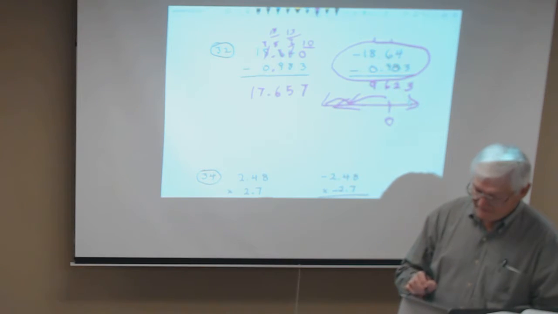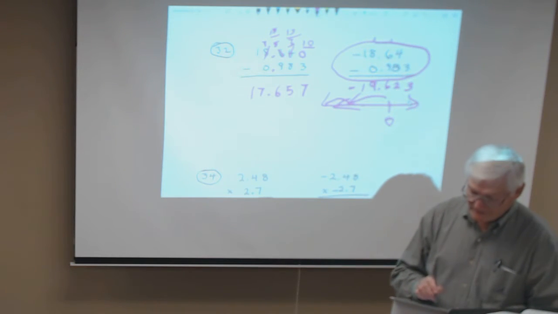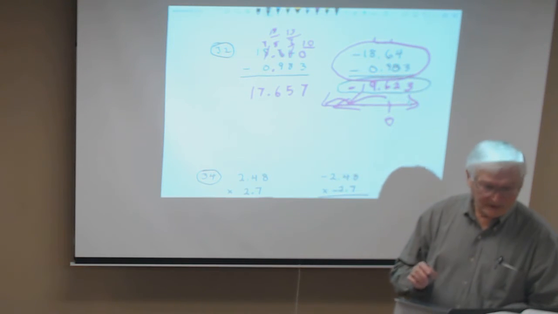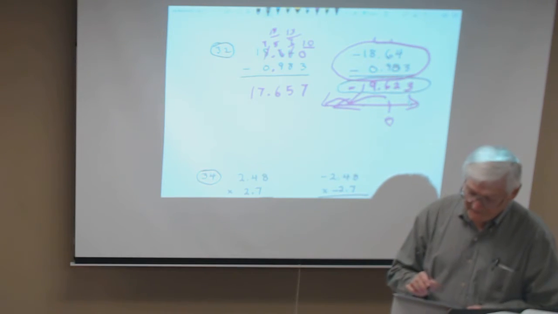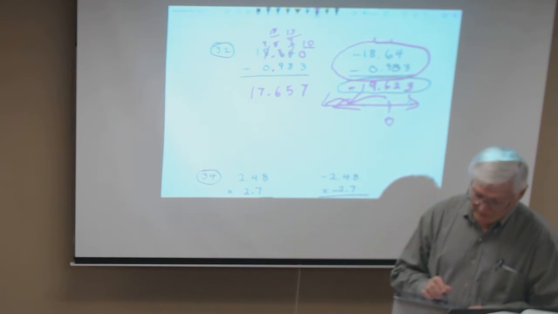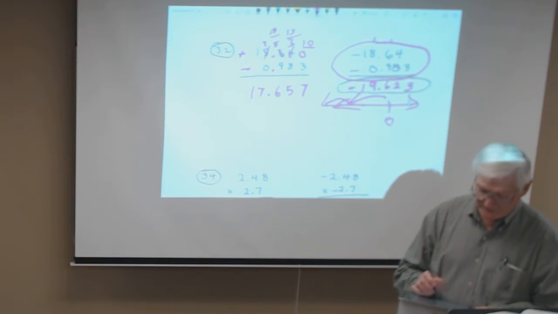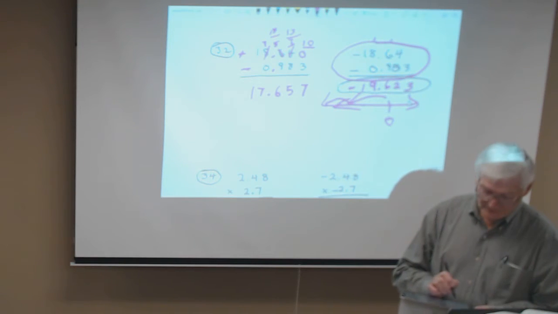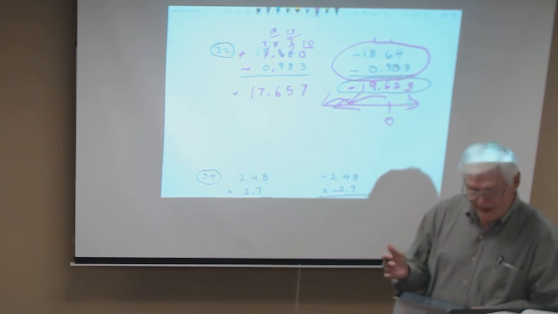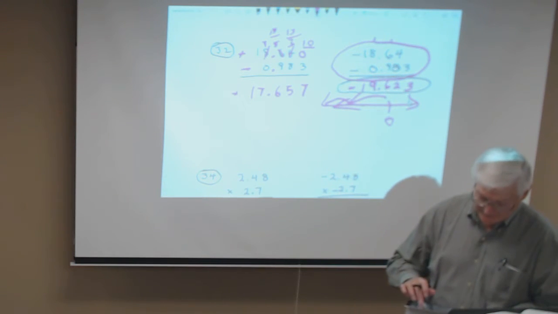And I get 19.623, but it's a negative number. Everybody follow that? Because they're both negative, I have to add them together. This one here that we just worked was one positive and one negative. So I have to subtract and take the sign of the larger number, if you remember your rules. And if you don't, then write them down, because you got to keep them straight.